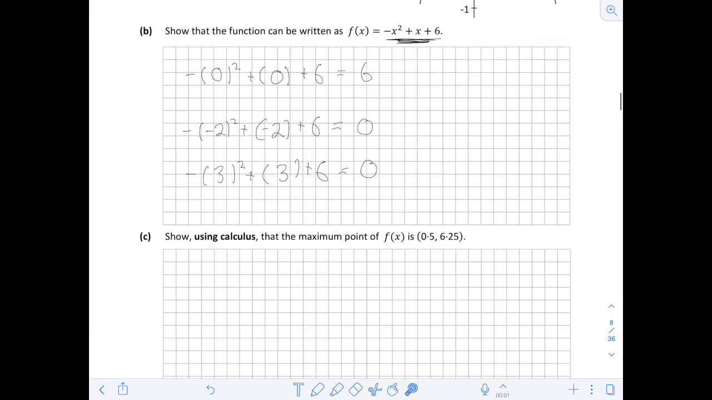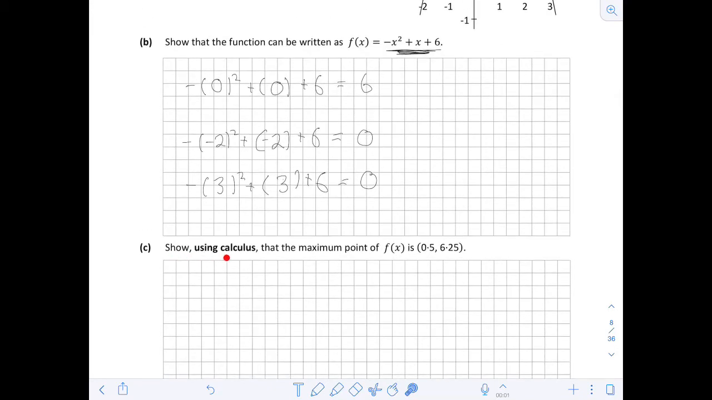Now, show using calculus that the maximum point of f of x is this thing here. Show using calculus that the maximum point of f of x is this thing here. Okay, so calculus for you guys means differentiate. So we're going to differentiate our function from up here. So that's our function f of x, and it says using calculus. So using calculus for you means differentiate. So let's differentiate that first of all.